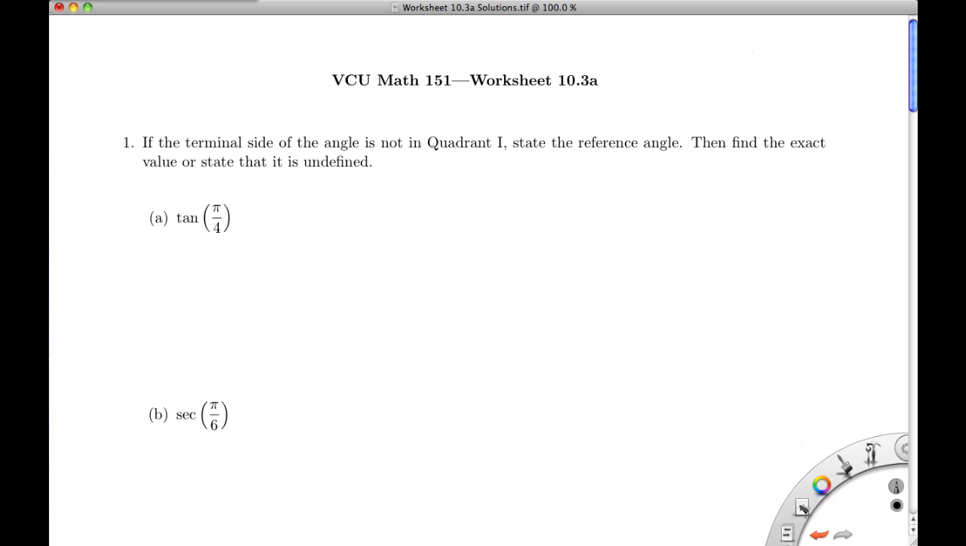So with that in mind, number one, we're asked to evaluate the tangent at pi over 4. Kind of like we did with the last one, I'd really encourage you to get a sketch so you can visualize what's going on here. So let's start by sketching this angle. Pi over 4 is a first quadrant angle, and the reference angle would be 45 degrees. So we'll go ahead and sketch this on our xy plane.